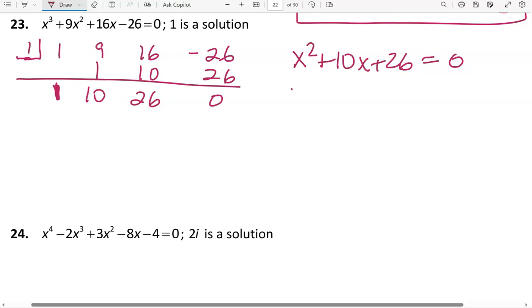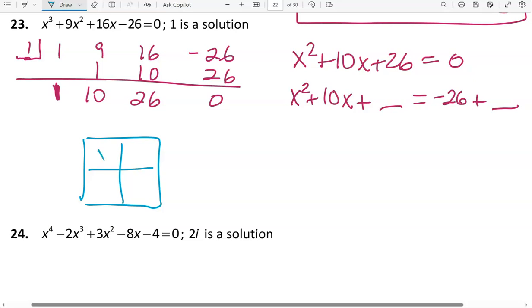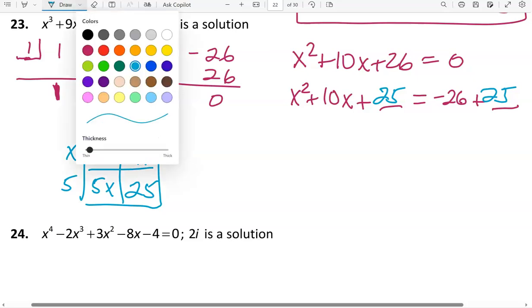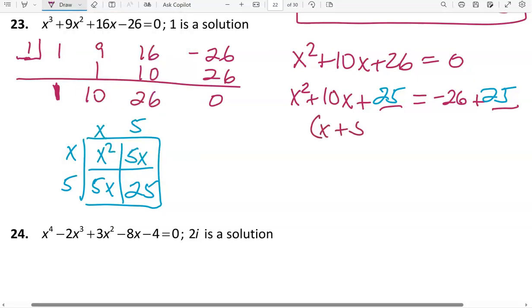Set that equal to 0. And this is probably best solved by the complete the square strategy. So I'm going to subtract 26 from both sides. And then I'm going to draw a picture for complete the square. X squared, divide that middle term into two equal pieces, 5x and 5x. That suggests factors of x plus 5 and x plus 5. Completing the square, 5 times 5 is 25. And so we have x plus 5 squared is equal to negative 1.